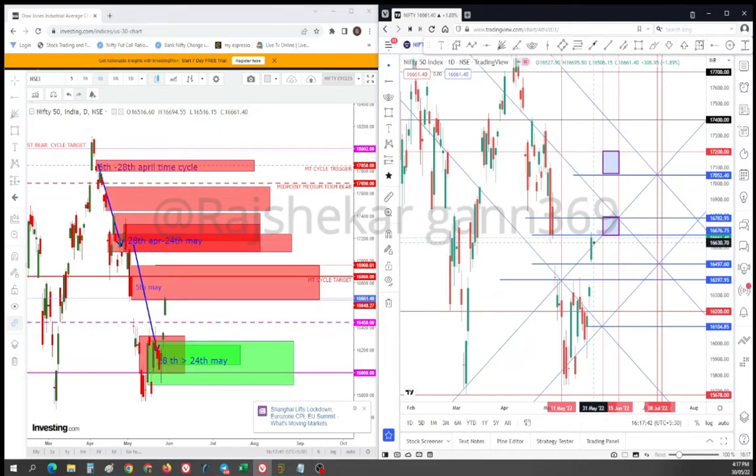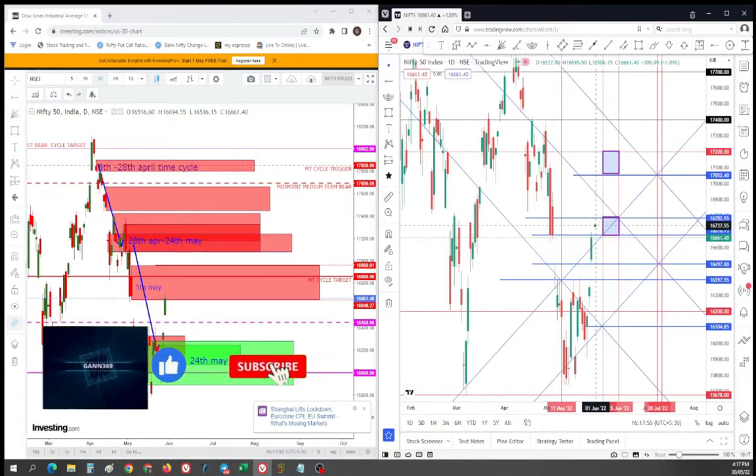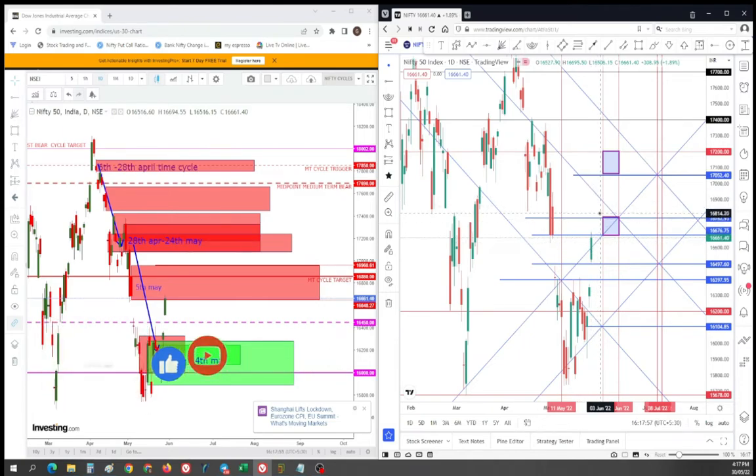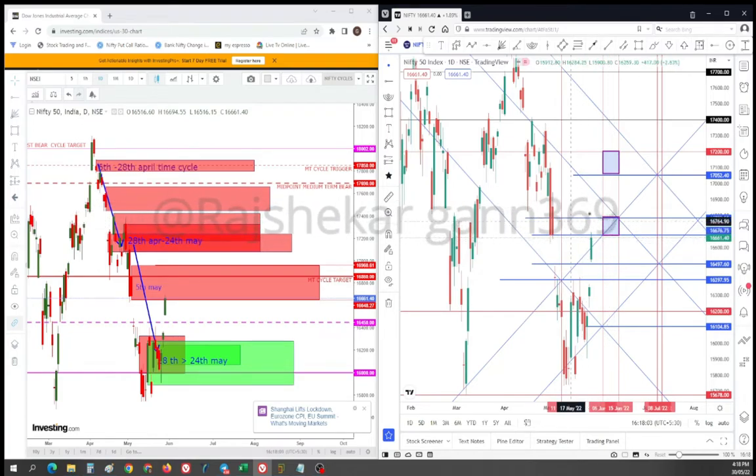Now from tomorrow, 31st will be an important date with respect to time cycles. Everything depends on whether this will break or this will break. It all depends after the 31st close. So all in all, my view is that from the 31st, the next move is expected either to break this or to retrace. In short, any fresh longs please avoid and wait for the retracement, because this is an important price level.